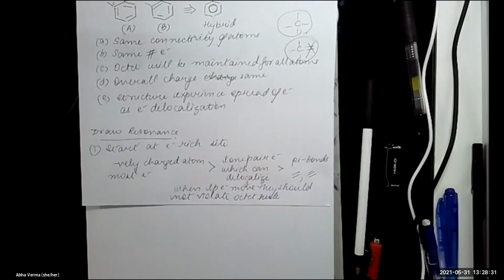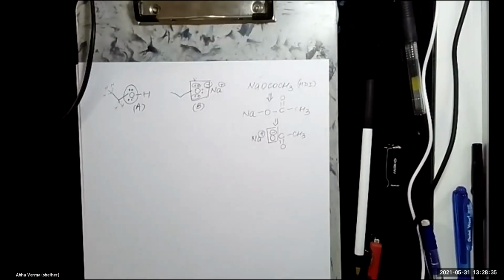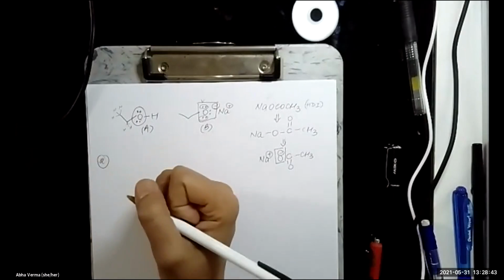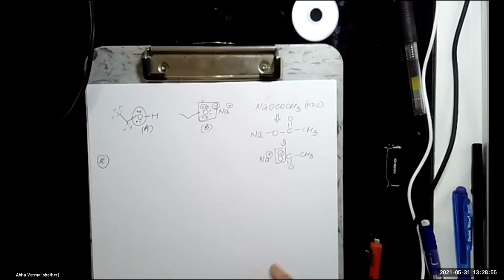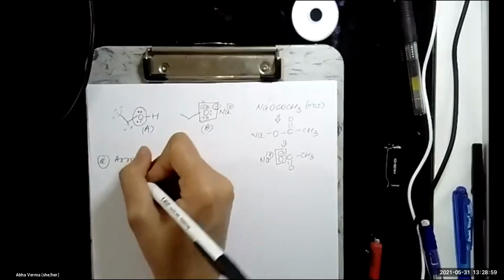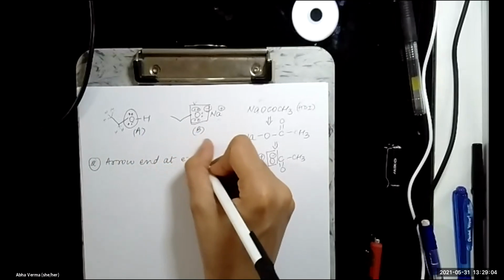Now, what is this octet rule that we keep talking about? And don't worry, we will come there also. So the first thing about resonance structures is you have to start at the electron-rich site. You should all be able to recognize your electron-rich site in the molecule. The second thing that you have to remember is that the curved arrow will end at the electron poor site.